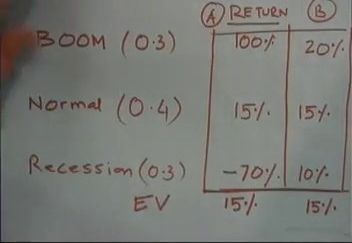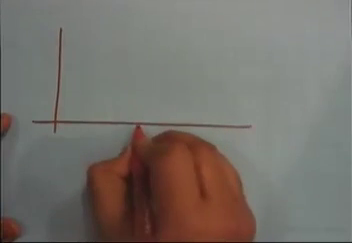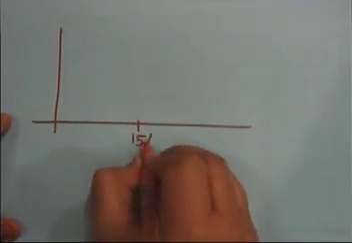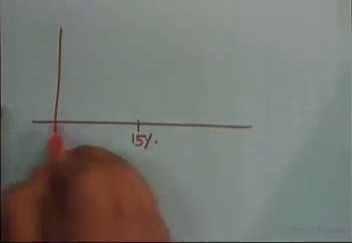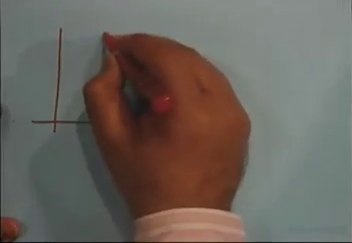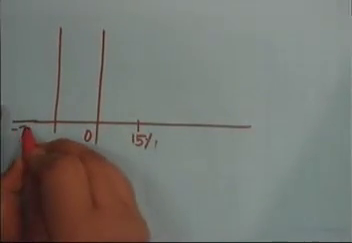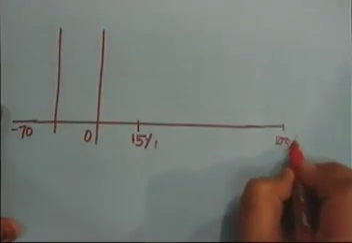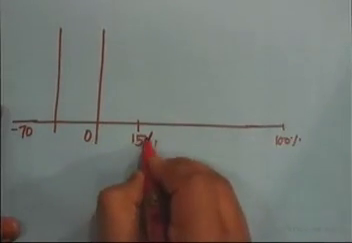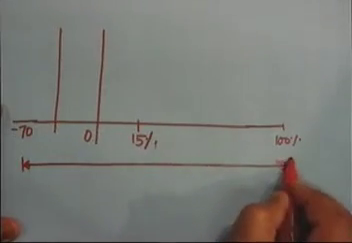If you try to look at like this in the form of a diagram, let's say this is your expected value 15%. In one case, it is varying from, let's say this is 0 somewhere here, minus 75, let's say somewhere, minus 70 somewhere here, and plus 100 somewhere here. So, what you find? In alternative A, it varies from here to here.